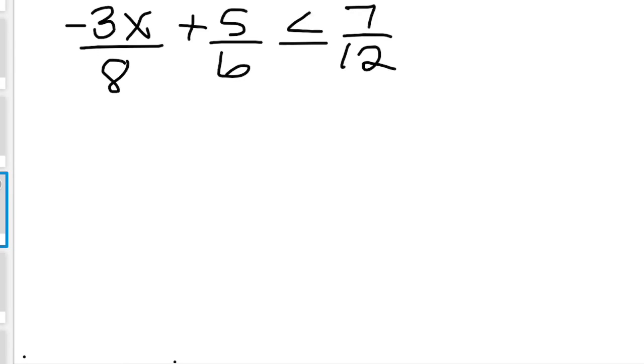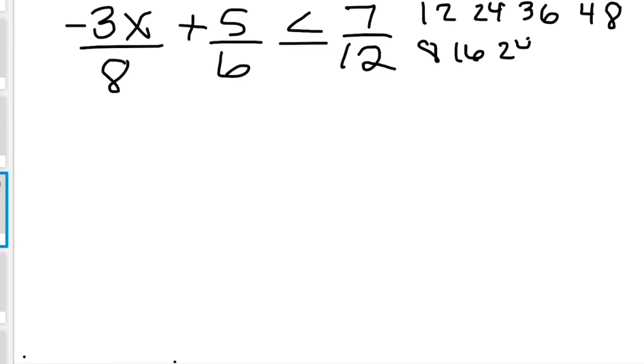So you can come over here and you can make a list, or if you just know your multiplication facts, you may be able to look at those 3 numbers and do it. But I'm going to come over here and just make a little list. So 12 times 1 is 12, 12 times 2 is 24, 12 times 3 is 36, and 12 times 4 is 48. So I'm going to stop there for right now. And then I'm going to do my 8s. 8 times 1 is 8. 8 times 2 is 16. 8 times 3 is 24. 8 times 4 is 32. 8 times 5 is 40. 8 times 6 is 48.